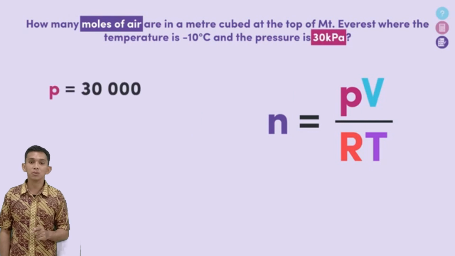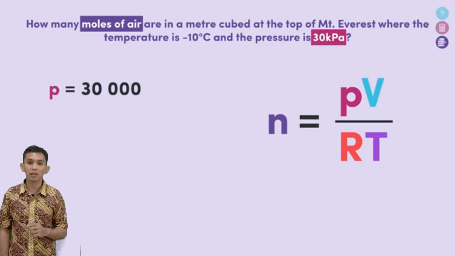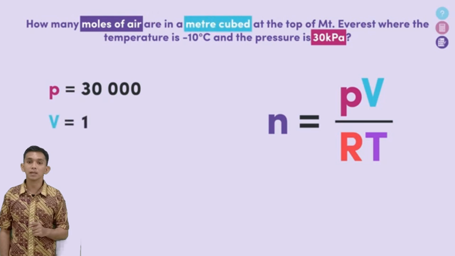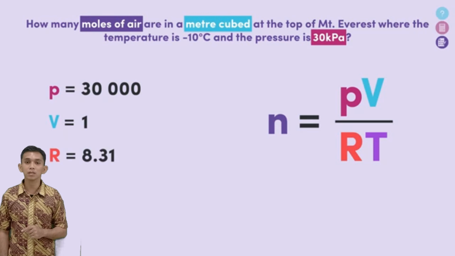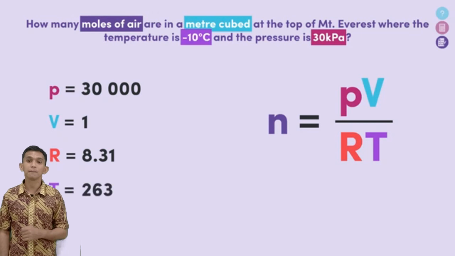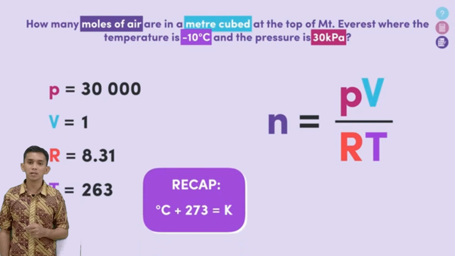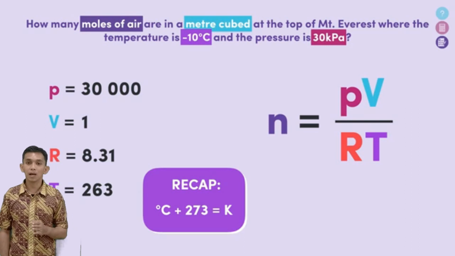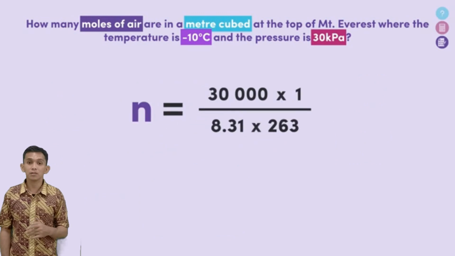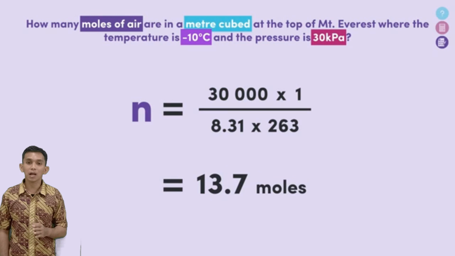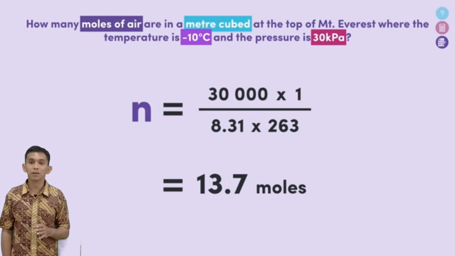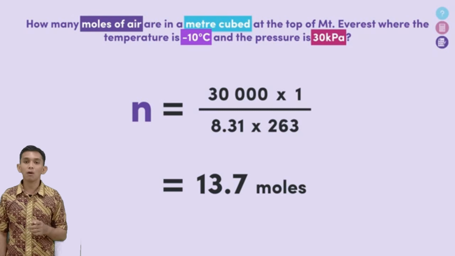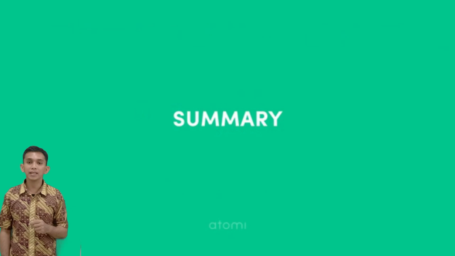Then all we have to do to get our answer is sub in all of our values. P will be 30,000 because we said the pressure was 30 kilopascals. V will be just 1 as we are looking for the number of moles in 1 meter cube. Then R will be 8.31 because that's what the molar gas constant is. And lastly, T is going to be 263, because minus 10 degrees Celsius in Kelvin is minus 10 plus 273, that's 263. Plug all that into the calculator, and we find that there are about 13.7 moles of air in 1 meter cube at the top of Everest, and that will do us for the ideal gas equations.